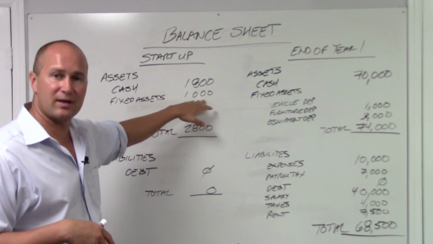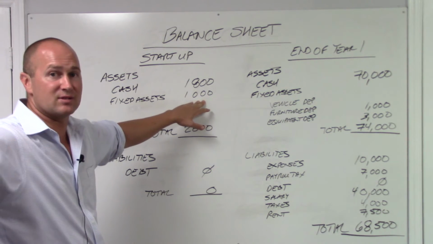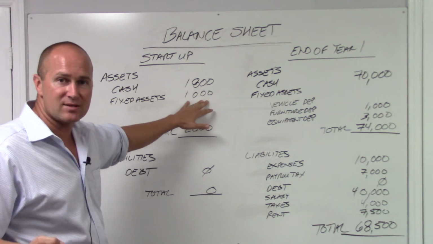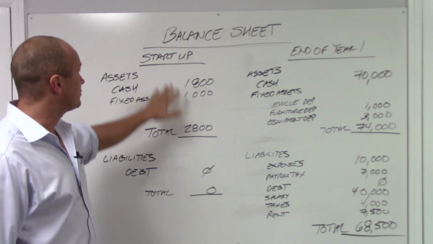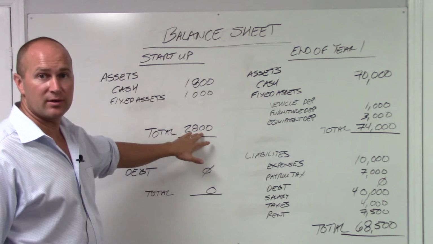We're not looking to make money on this. They're going to depreciate and decrease in value, but we have $1,000 of equipment that we could sell right now. So our total startup assets are $2,800.